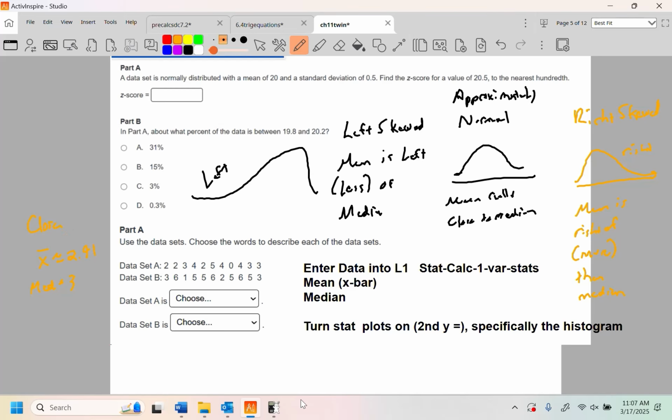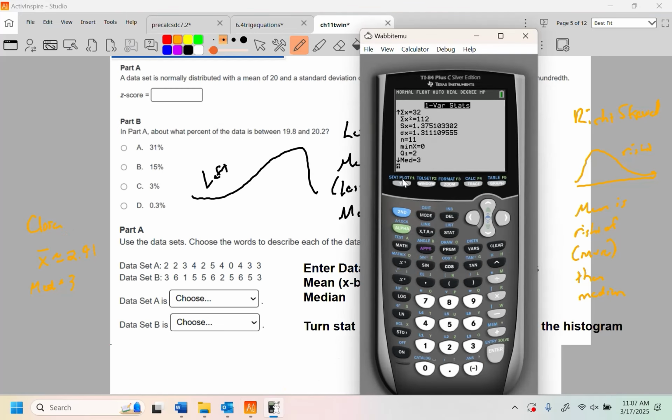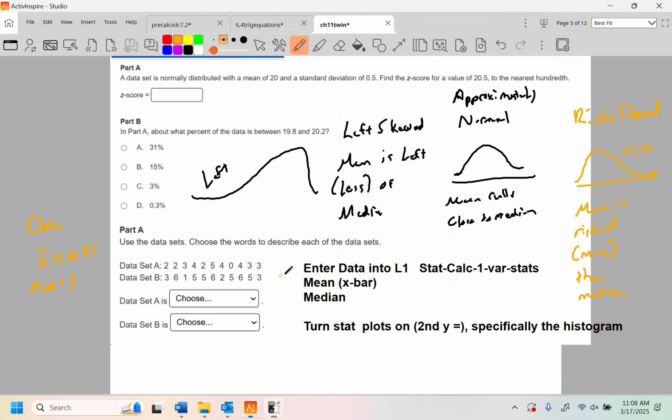So I want to see what the histogram looks like. So second y equals, mine's on already. Make sure you choose the histogram right there, and you're going to press enter. And then zoom 9, zoom stat. And that's a pretty good histogram. That's pretty close to normal. So I would say that this one, even though the mean is less than the median, I would call it normal. Or bell curved. Or I think your book used the word symmetrical.